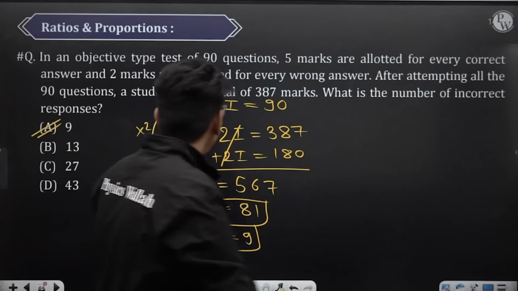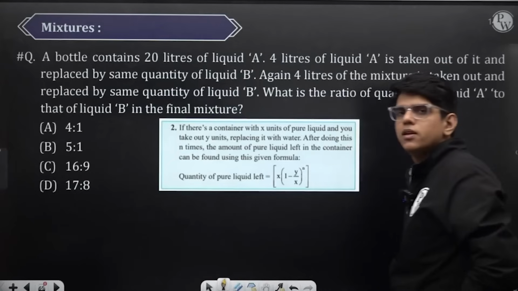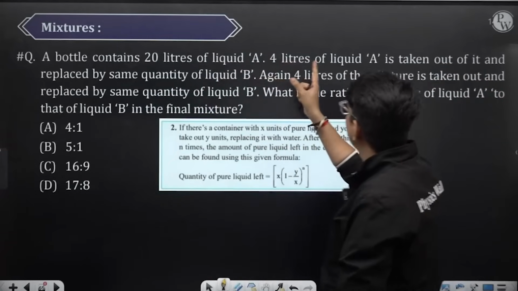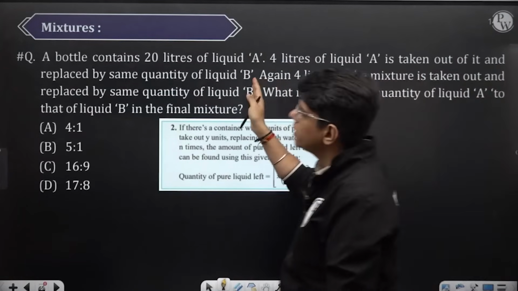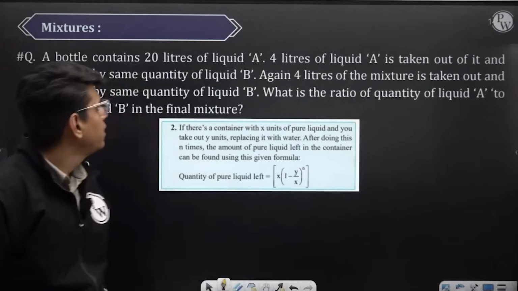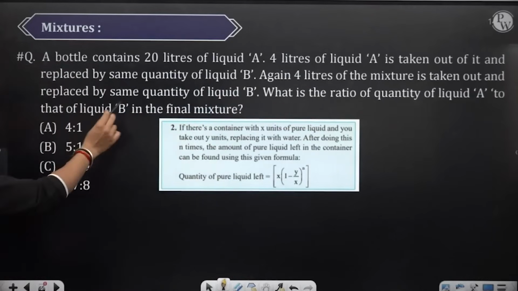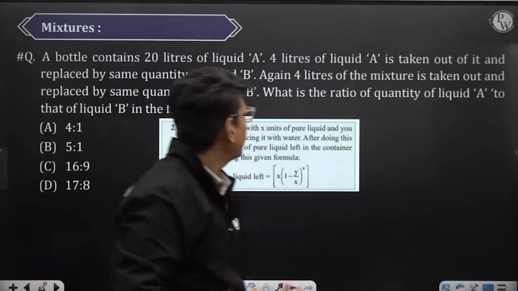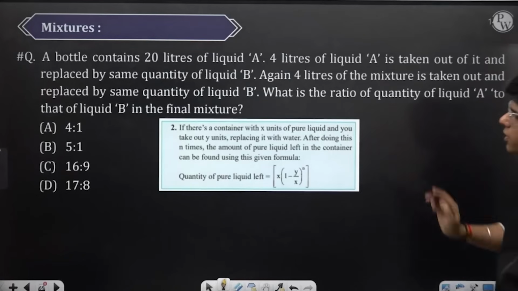Okay. Now the next question is based on the purity of a sample. Suppose you have a pure sample of 20 liters of liquid A and 4 liters of liquid A is taken out and it is replaced with the same quantity of liquid B. Again 4 liters of mixture is taken out and replaced by the same quantity of liquid B. This is happening the second time, right? What is the ratio of the quantity of liquid A to the quantity of liquid B?